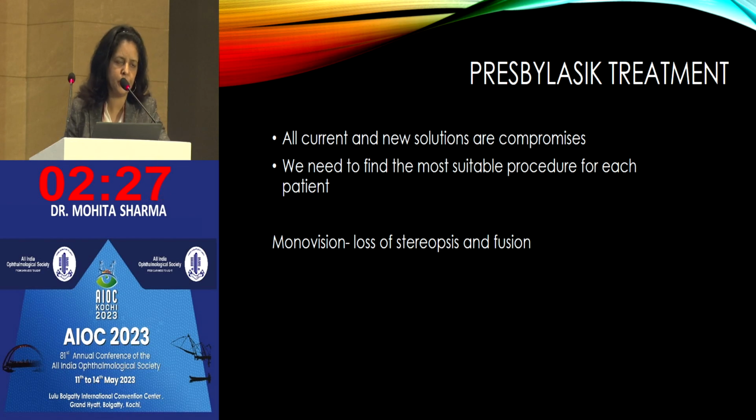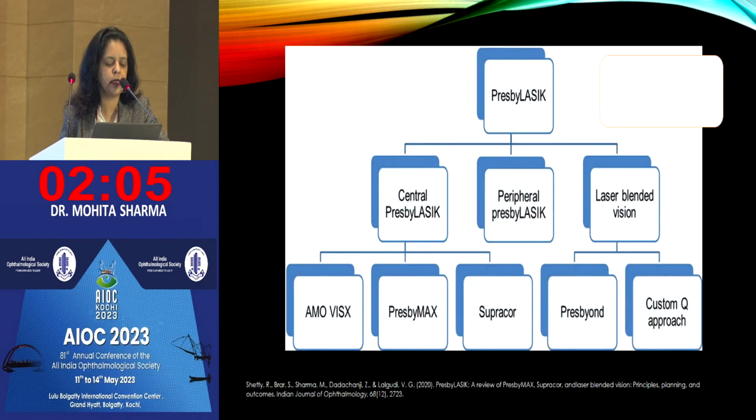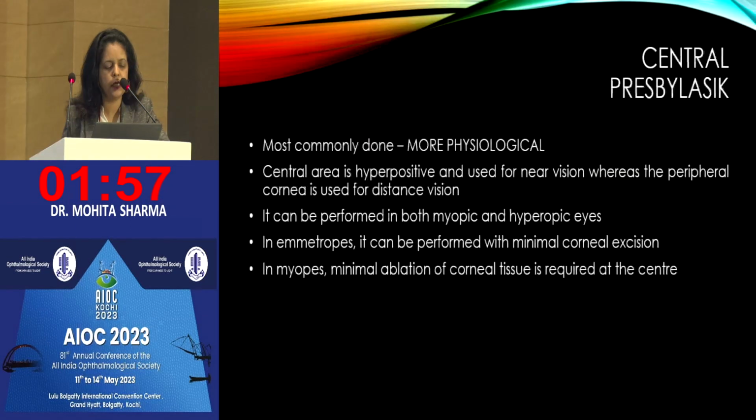We've been doing presbyLASIK for the last 7 years, and now presbyLASIK is becoming an accepted norm, so it's important to understand a little about this procedure. So most of these procedures work on a hybrid approach where apart from micro monovision, they create a multifocality on the cornea, and you have to choose an appropriate proportion of these two methodologies according to the patient's needs, and that's how the treatment is designed. Now, presbyLASIK can be central presbyLASIK, peripheral presbyLASIK, or a laser blended vision in various machines. And most commonly used nowadays is the central presbyLASIK, because this is the most physiological.